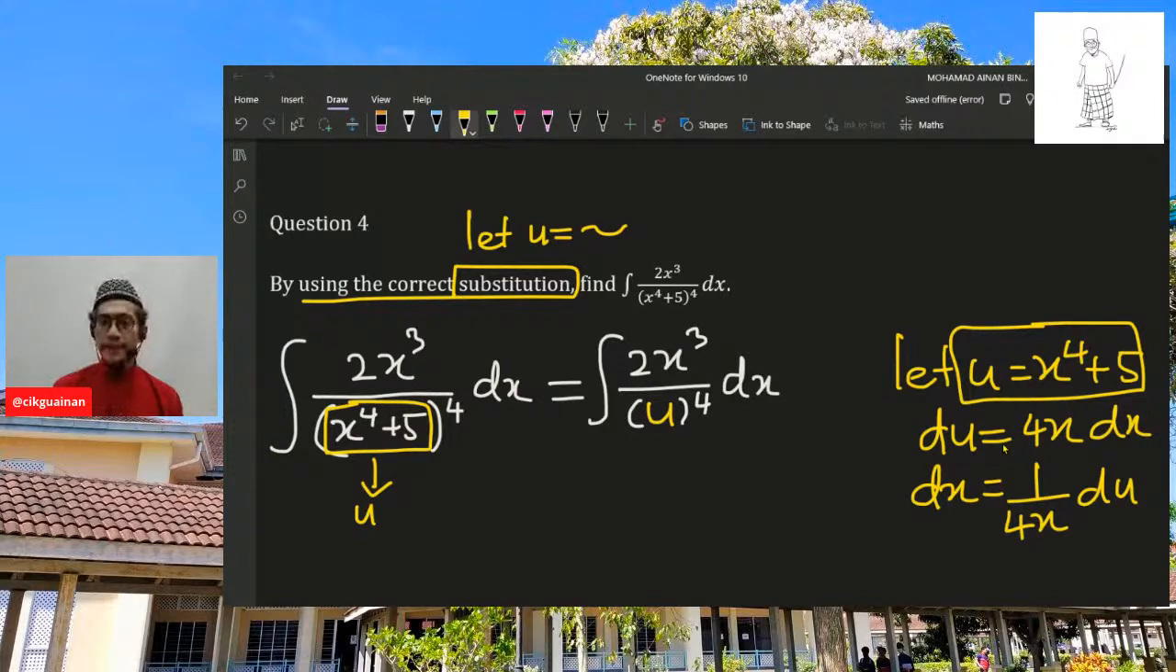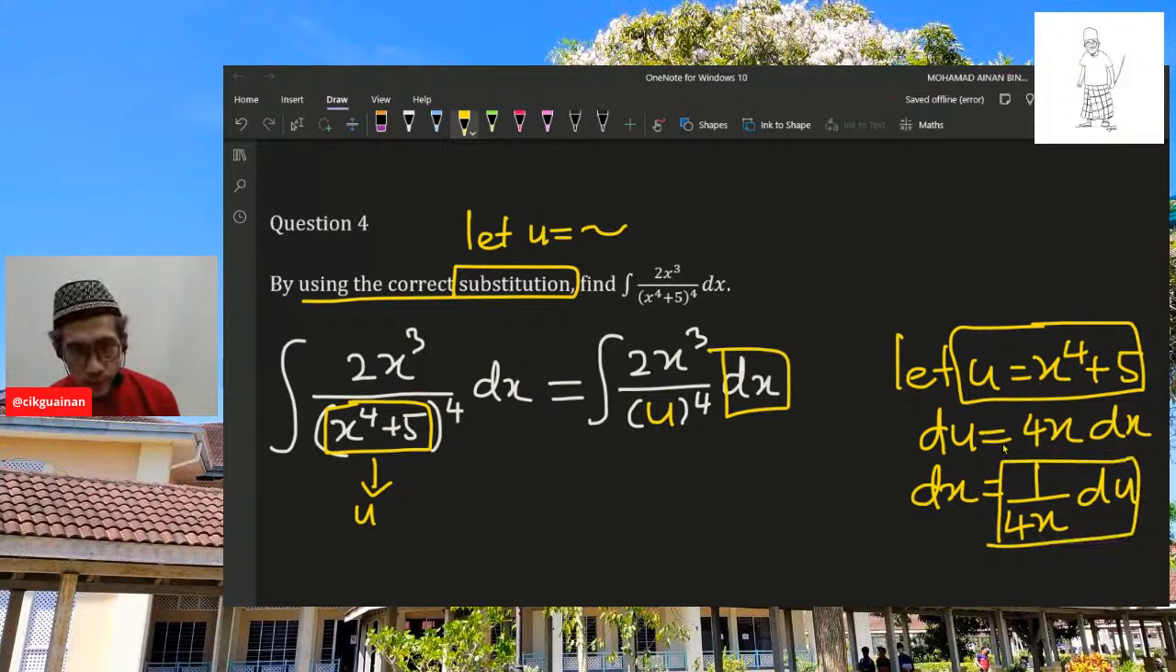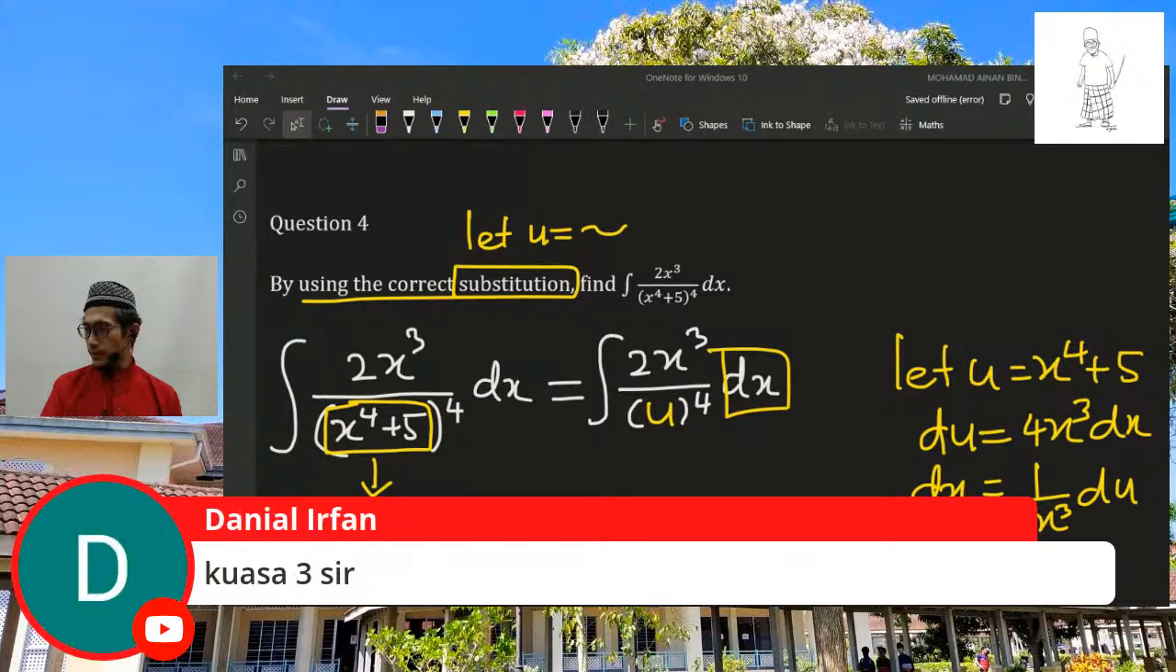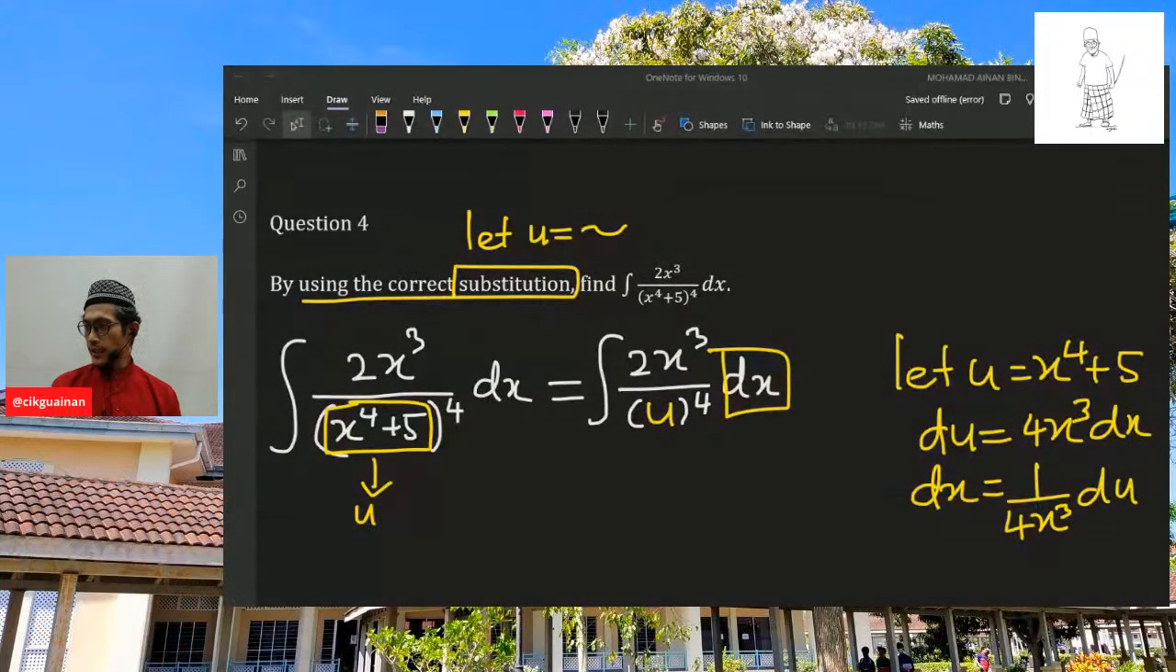Dx over here, with what? This one, power 3. Oh, sorry, I made a mistake, power 3. Thank you, very keen eye. Okay, so dx is 1 over 4x cubed du.